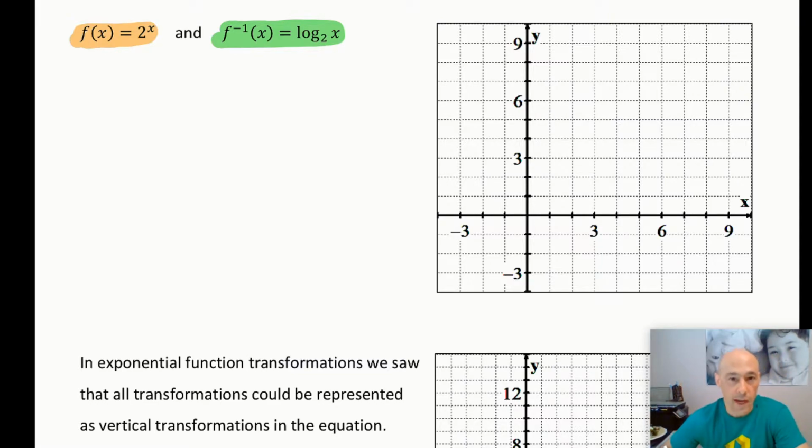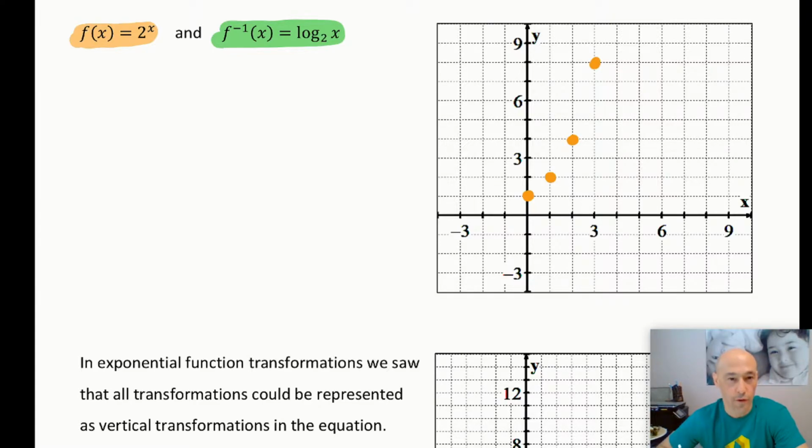If we plug in values for x into f, when x is 0, 2 to the 0 is 1. So we have a point here at x is 1. When x is 1, 2 to the 1 is 2. When x is 2, 2 squared is 4. When x is 3, 2 to the third is 8. And that's all we're going to be able to fit in that direction.